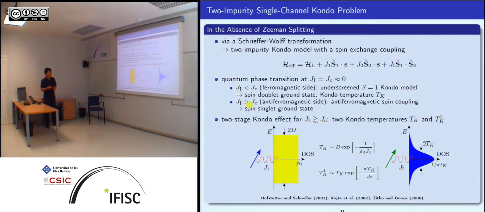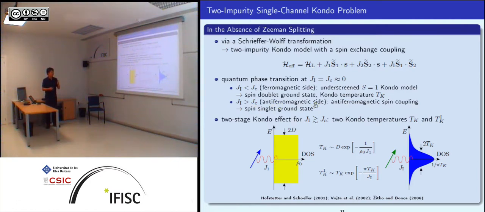And depending on whether Ji is small or large, we have two states. On the ferromagnetic side, the ground state is a triplet. But now the Kondo dot is coupled to the reservoir, and the reservoir spin can screen one of the two spins by using the Kondo effect. So only one spin is screened, and the ground state is a spin doublet. And here we have one energy scale, which is the Kondo temperature.